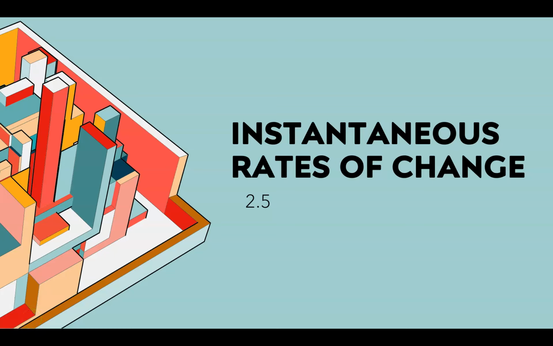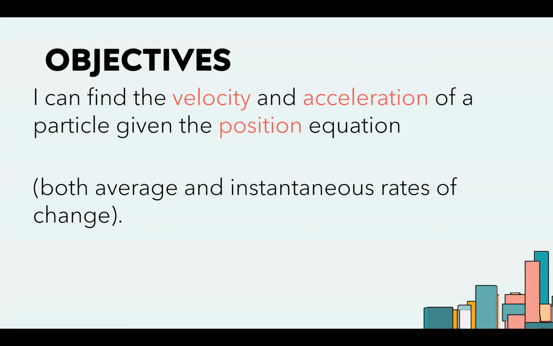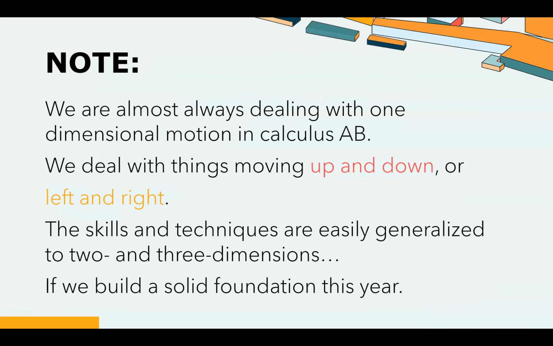Unit 2, Lesson 5 is about instantaneous rates of change, and in particular, we're going to use one of the more common versions, and that's talking about position, velocity, and acceleration. So hopefully by the end of this, you can find velocity and acceleration of a particle given a position equation. You should already be able to do that with an average rate of change, but you'll also be able to do that with an instantaneous rate of change. And also, if you don't know what velocity and acceleration are in particular, we'll cover that.